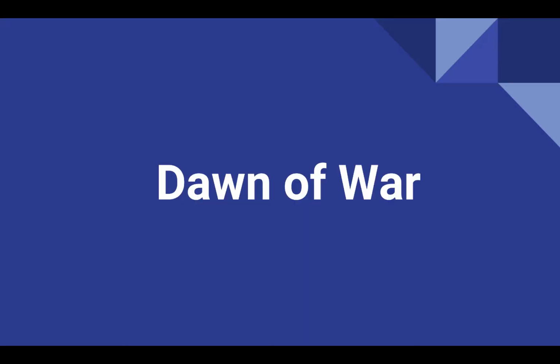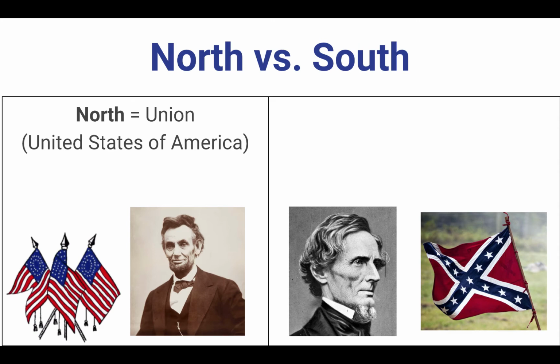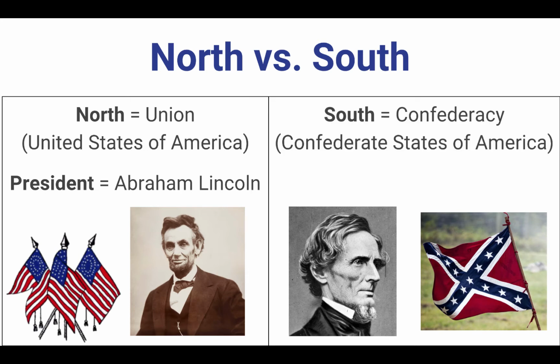The dawn of war. As you know, there are two sides in the Civil War. We have the North versus the South. In the North's corner, which is called the Union, the United States of America, we have President Abraham Lincoln. On the South side, we have the South, called the Confederacy, the Confederate States of America, whose president is Jefferson Davis.